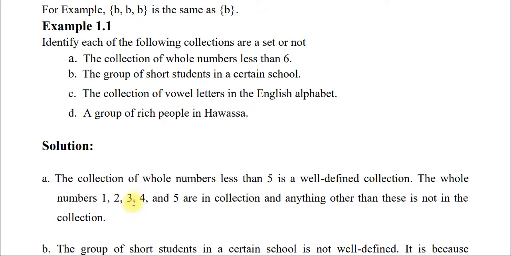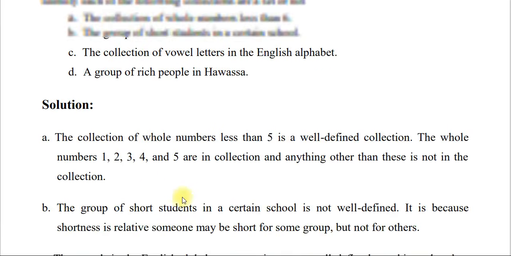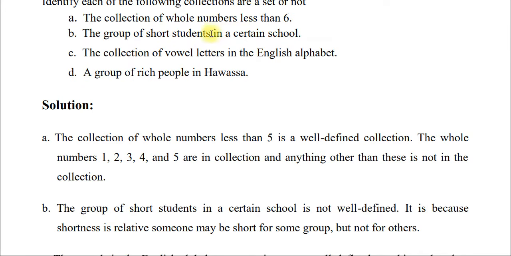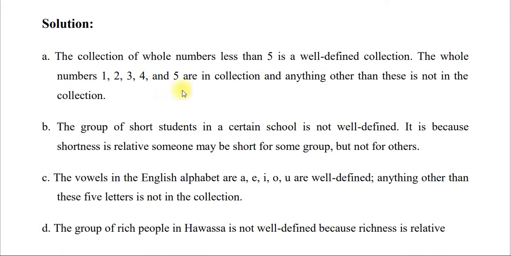ስለዚህ እነዚህ ምንድን ናቸው? well-defined ናቸው ማለት ነው። Anything other than this is not in the collection. ስለዚህ ከ1 እስከ 5 የተዘረዘሩ ቁጥሮችን ብቻ ይዛል። ከዚህ ውጭ የሆኑ ቁጥሮች የዚህ ኮሌክሽን ስብስብ አይደሉም ወይም ሜምበር አይደሉም ወይም ኤሌመንት አይደሉም እንላለን ማለት ነው። ስለዚህ ኤ ምንድነው ማለት ነው? ሴት ነው ማለት ነው። ቢ ላይ ስንመጣ ደግሞ the group of short students in a certain school.